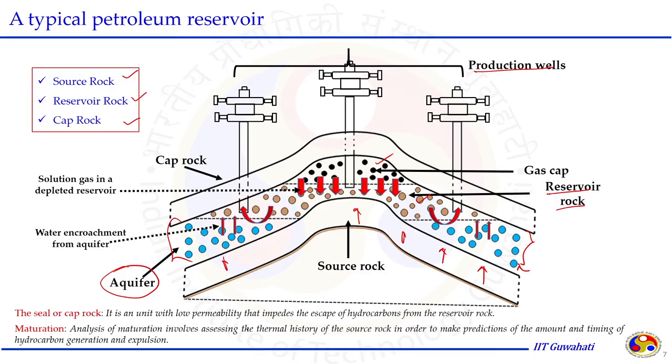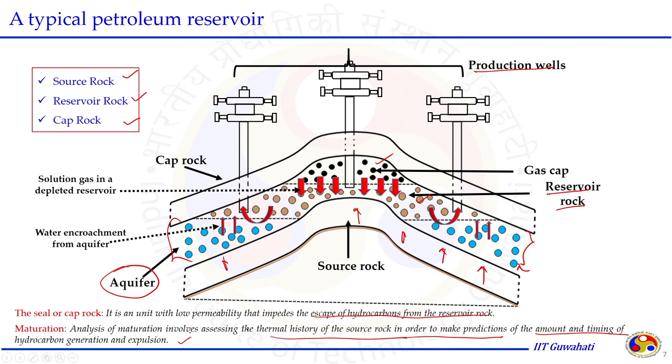We will discuss those different types of drive mechanisms later on. So the seal or cap rock is a unit with low permeability that impedes the escape of hydrocarbon from the reservoir rock. Maturation is the technique or analysis of assessing the thermal history of the source rock in order to make predictions of the amount and timing of hydrocarbon generation and expulsion.